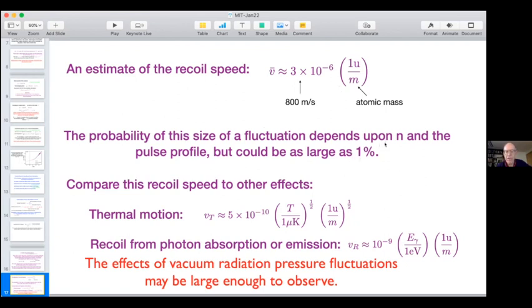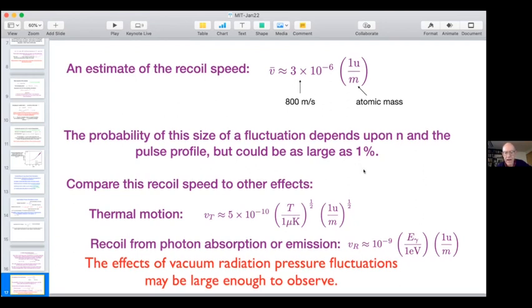That means that you'd have to do this experiment 100 times before you have a chance of seeing the Rydberg atom recoil at this speed. But as long as you're prepared to be patient and repeat the experiment many times, and if the size of the recoil velocity, which would show up presumably in Doppler shifts, for example, of emitted photons, is measurable, then this might be observable.